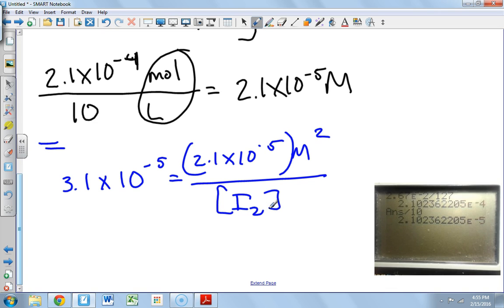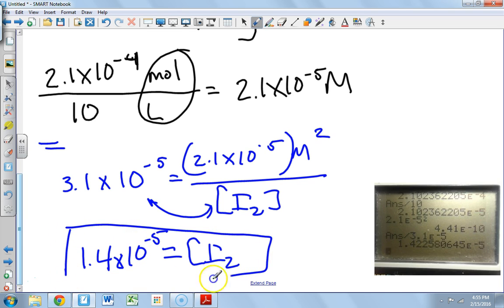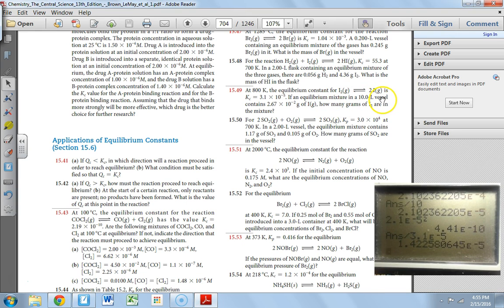So now we can do the math and figure out what the concentration of I2 gas is going to be. We do 2.1 times 10 to the minus 5 squared, and in order to get this in the right spot, we switch these two mathematically, so then we divide by 3.1 times 10 to the minus 5. So we get that the concentration of I2 is equal to 1.4 times 10 to the minus 5. That's how much I2 we would need for this to reach equilibrium. Now let's double check that we answered the question. How many grams? Oh, look at that.